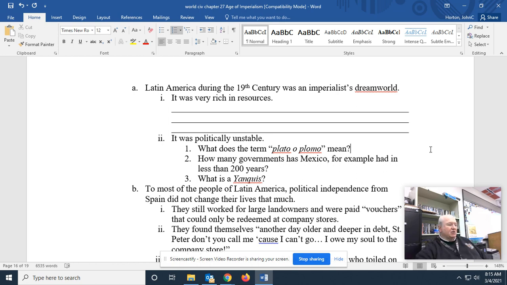Yankees are a slang term Latin Americans have for people from the United States. It's not flattering. And gringo is even less flattering. It means stranger. Yeah, the relations between, so you have all these countries in Latin America that are rich in natural resources, and they're politically unstable. And so it's difficult then to establish a high standard of living in those countries.